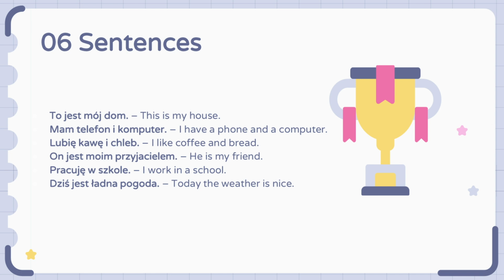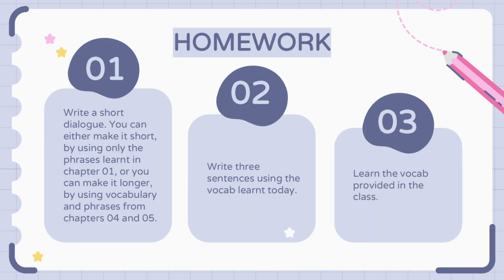To jest mój dom. This is my house. Mam telefon i komputer. I have a phone and a computer. Lubię kawę i chleb. I like coffee and bread. On jest moim przyjacielem. He is my friend. Pracuję w szkole. I work in a school. Dziś jest ładna pogoda. Today the weather is nice.